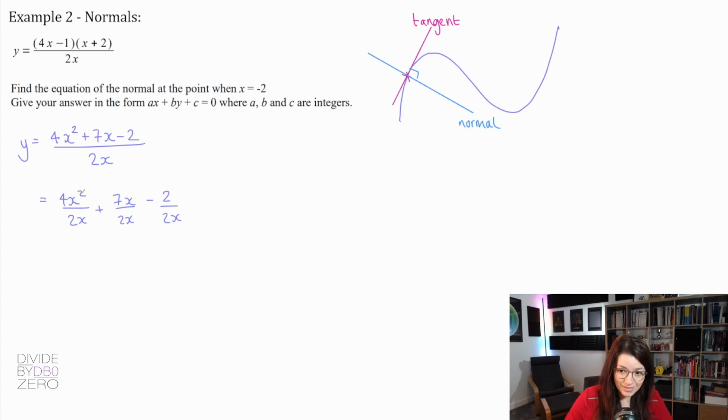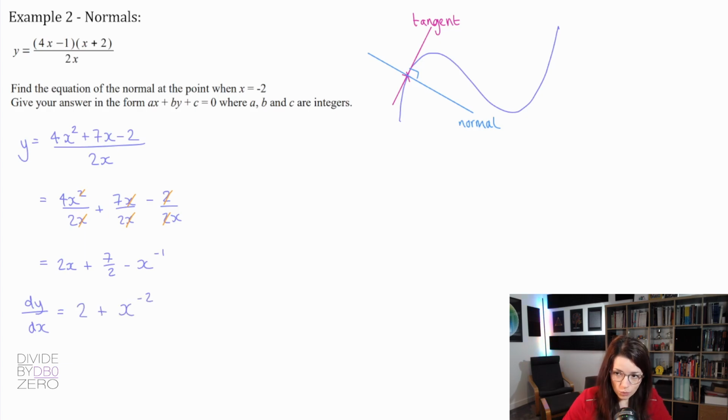So here we could cancel an x from the top and the bottom. Same thing here, and we could cancel a 2 there. All in all, that is the same as 2x plus 7 over 2 minus x to the power of minus 1, if you rewrite that fraction part in terms of negative powers instead. That's way easier to differentiate. So now we can do dy/dx equals 2 plus x to the power of minus 2.